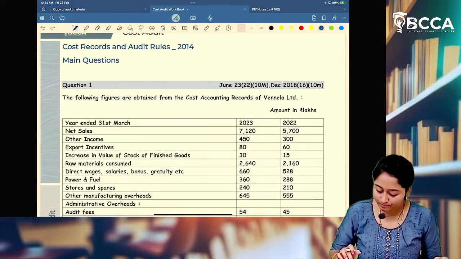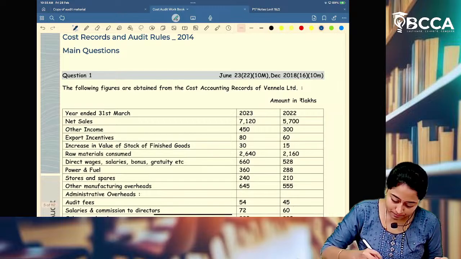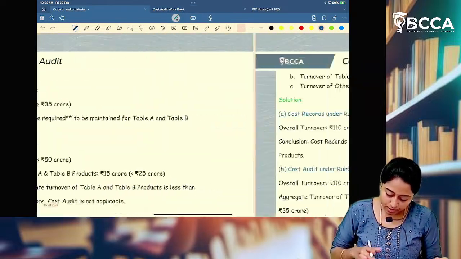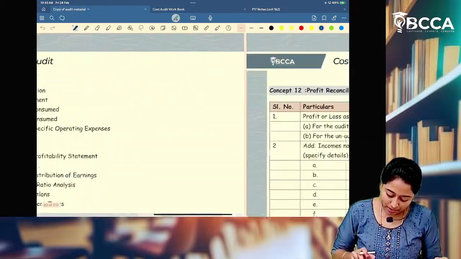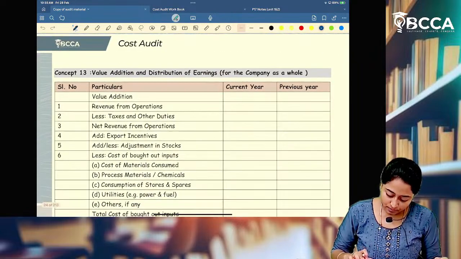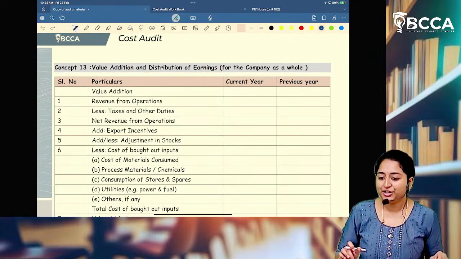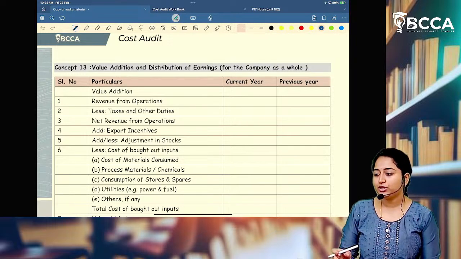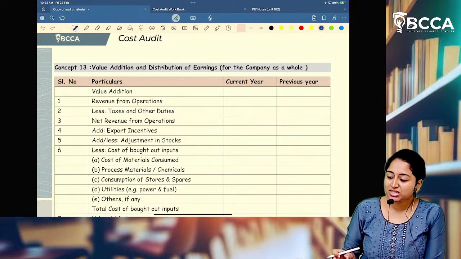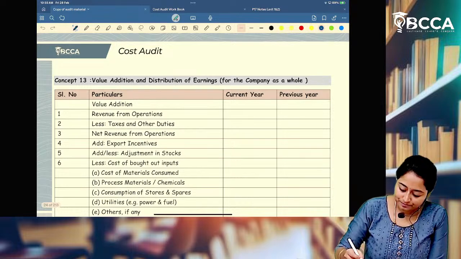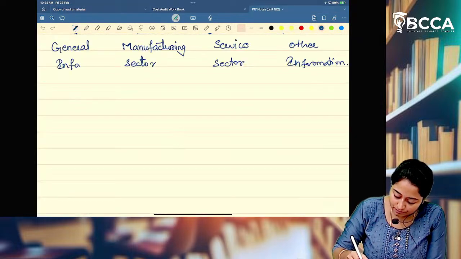Now, moving on to practical questions. First, we'll see value addition. Now, what is value addition? We have already discussed what value addition is.